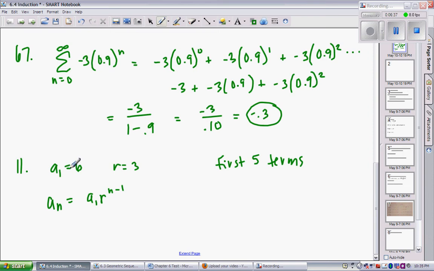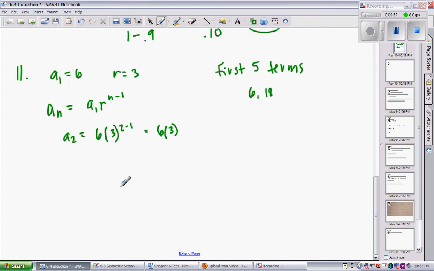I know what the first term is, 6. Let's find the second term. So a sub 2 equals a sub 1, which is 6, times r, which is 3, to the n minus 1, 2 minus 1. Well, that gives me 6 times 3, which is 18. That's my second term. My third term, 6 times 3 to the 3 minus 1, 6 times 3 squared, which is 9 times 6, 54.